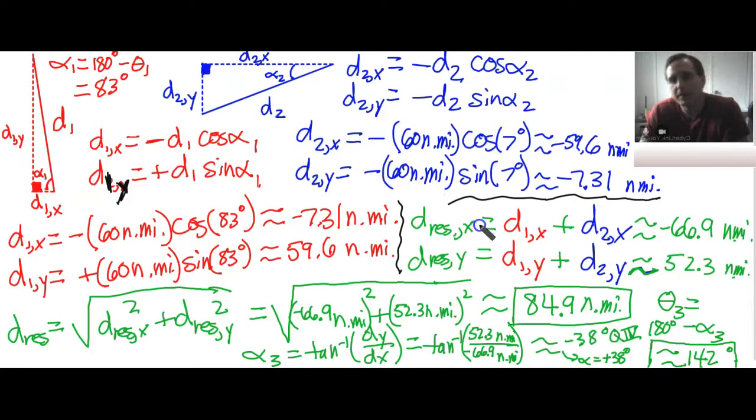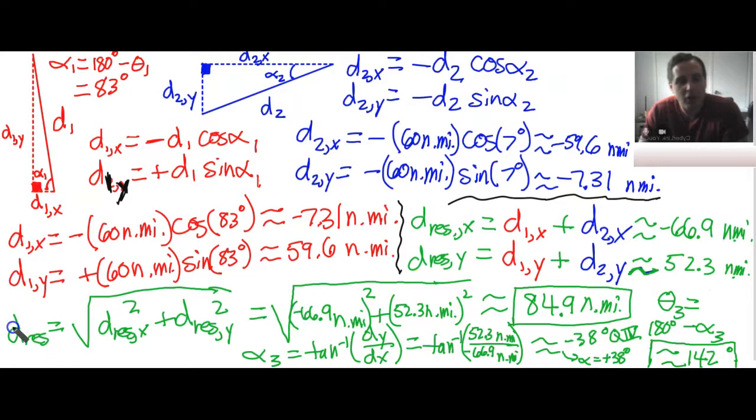So notice the resultant x component should be the x component of 1 plus the x component of 2, and the resulting y component should be the y component of the first one plus the y component of the second one. Add those up as positives and negatives. You get negative 66.9 nautical miles and 52.3 nautical miles, negative x, positive y.